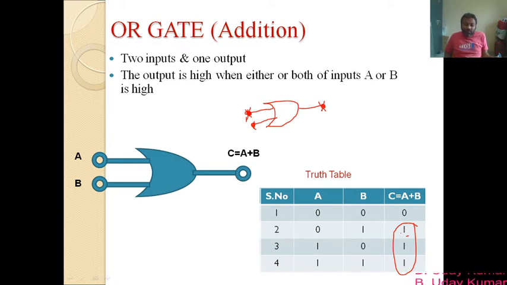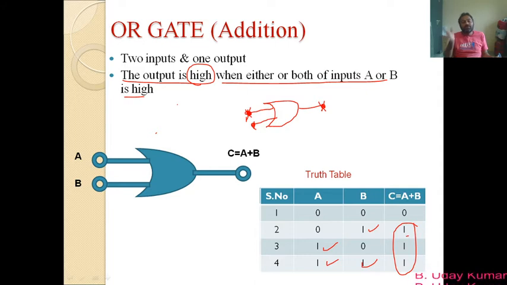So when are we going to get the output high here? If any one of the input is high, for example, if B is high or A is high, or if both A and B are high. So based on these conditions, you can define the OR gate. So what will be the OR gate now? The OR gate is defined as the output is high when either or both of inputs are high.